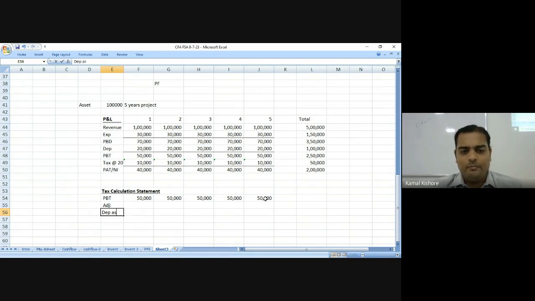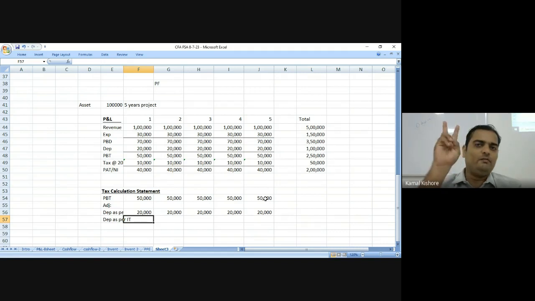Depreciation as per books. This is how much? This number. Okay. Then depreciation as per IT. What are they telling? You can claim depreciation within 2 years.